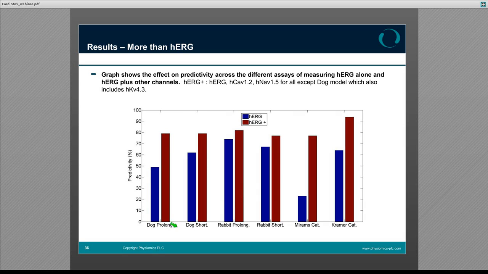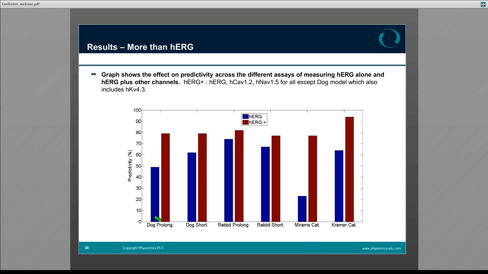So what you're seeing on the x-axis here is using the physiomics model. How does your predictivity fare when you include HERG, which is in blue, versus HERG plus all the other channels? How does that affect dog shortening, rabbit prolongation, rabbit shortening, the four category system developed by Mirams et al., and the two category system developed by Chan test and Kramer et al.?